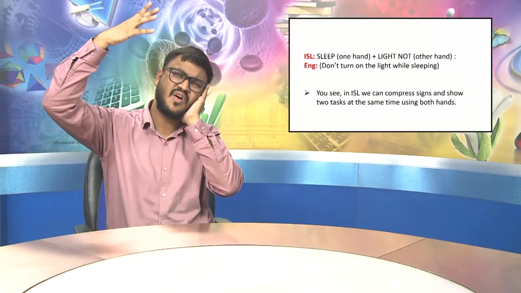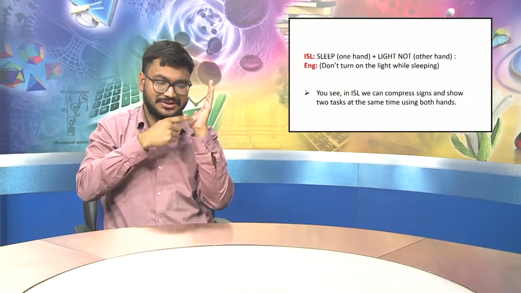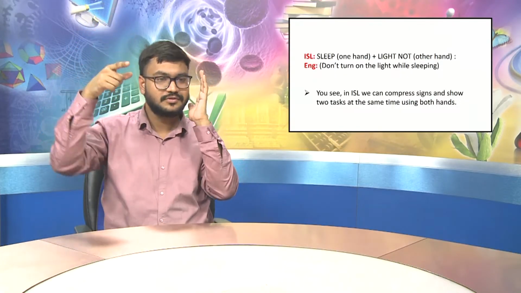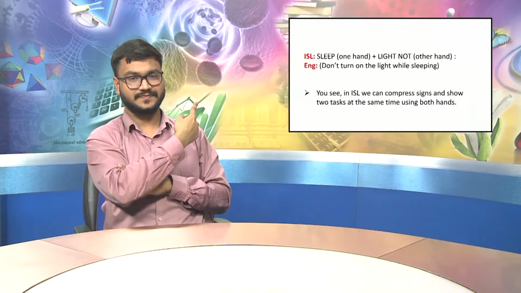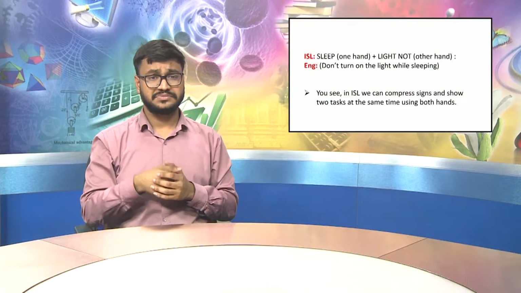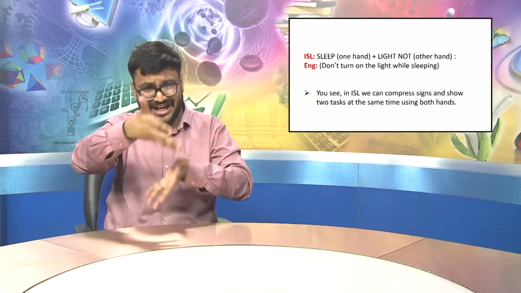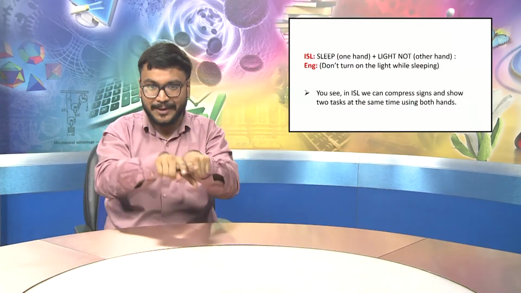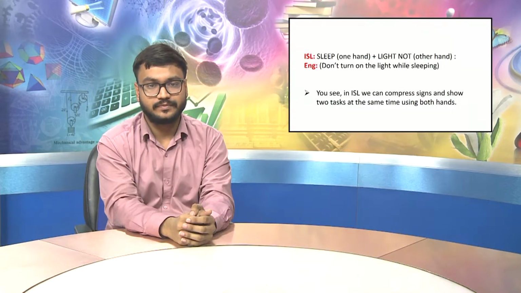Next example is don't turn on the light while sleeping. The first hand was showing the sign of sleeping and the other hand showing the sign of light. You see, in ISL, we can compress signs and show two tasks at the same time using both hands. Let's take a short break.